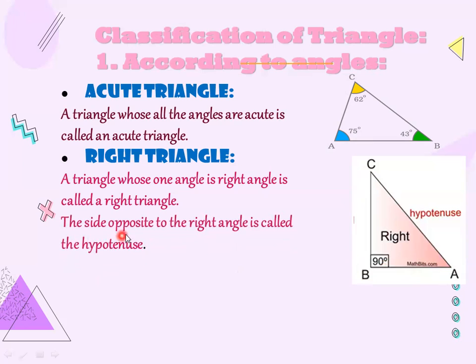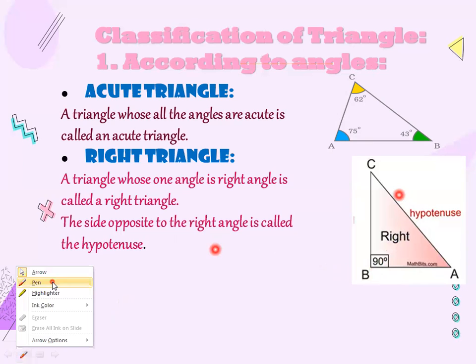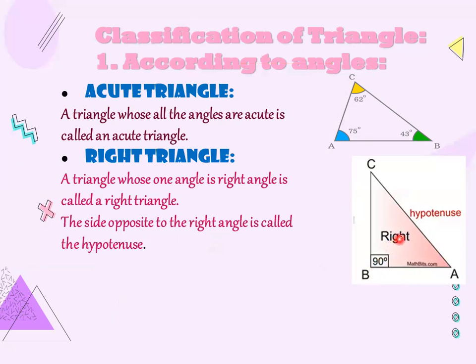The side opposite to the right angle. Now, which side are we talking about? This is the right angle, which is 90 degrees, and the side opposite to the right angle is this side. Basically, the side opposite to the right angle is called the hypotenuse. So this side will be called the hypotenuse.